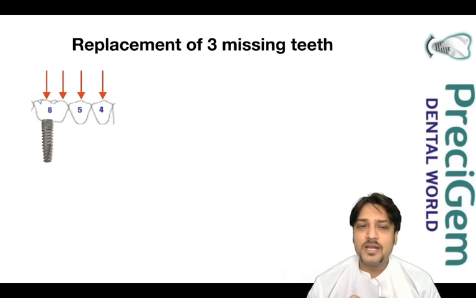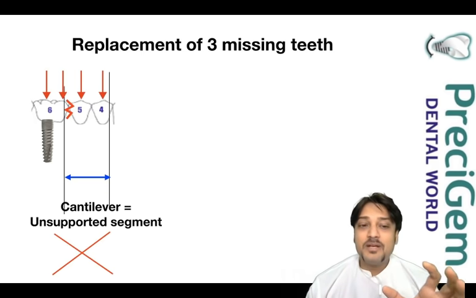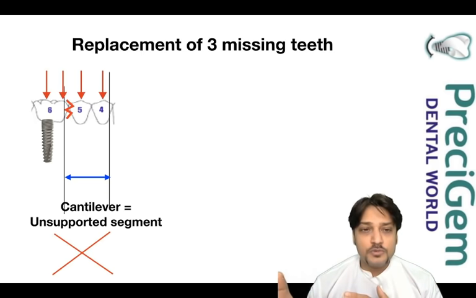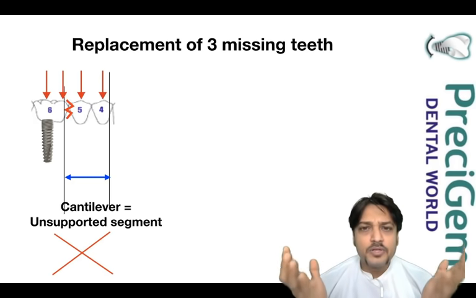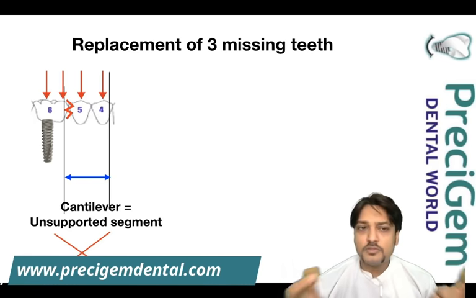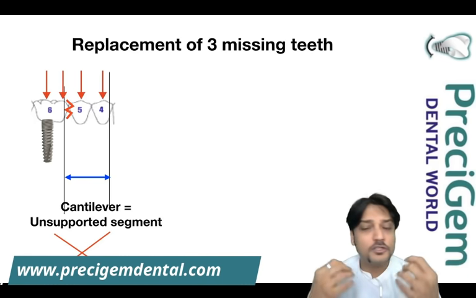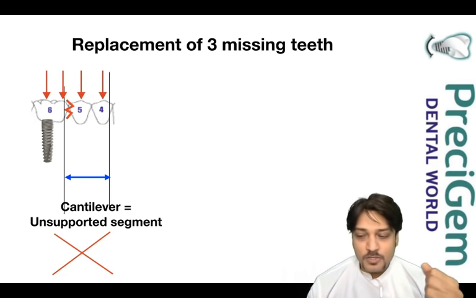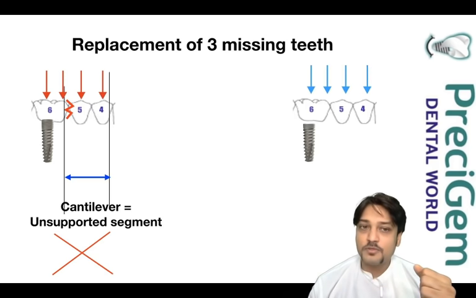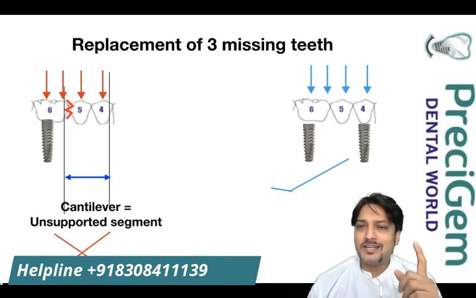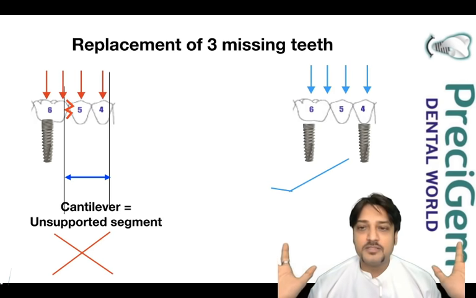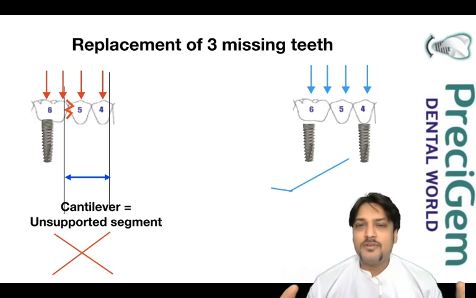If one implant is placed to replace three missing teeth, then with the forces happening, the segment which is unsupported on the opposite side is nothing but a cantilever. A cantilever is nothing but an unsupported area. There is no support, so there is a chance it can fracture or the implant can run into a problem. We never want to invite a problem, so proper treatment planning is mandatory. It can be corrected simply by placing two implants and replacing three teeth. This is very good planning where we minimize the forces coming on the implants.